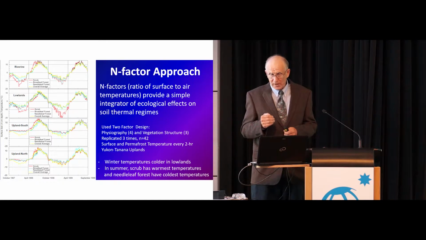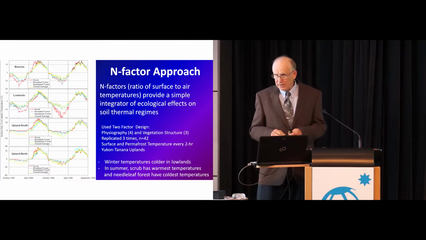And then within each one of those landscapes, we instrumented shrublands, broadleaf forests, and needleleaf forests. From this example, we can see there are fairly large differences in soil temperatures in the winter and soil temperatures in the summer among these vegetation types within these physiographies. What we've found is winter temperatures tend to be cooler in the lowlands. Part of that's adiabatic lapse rate and colder temperatures sinking to the valley floors. And in summer, scrub had the warmest temperatures and needleleaf forest had the coldest temperatures.